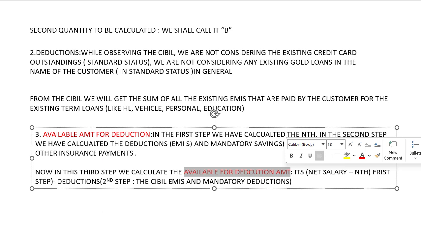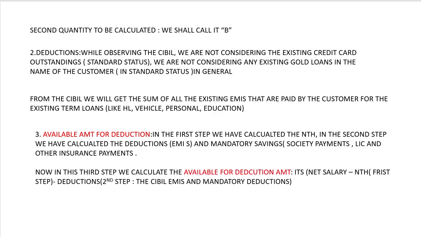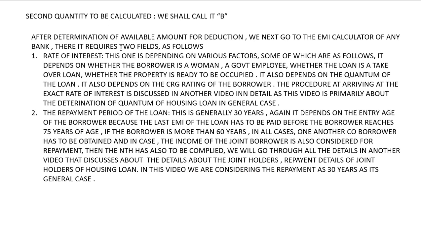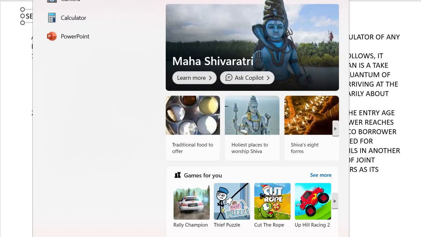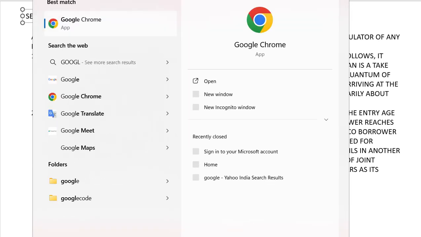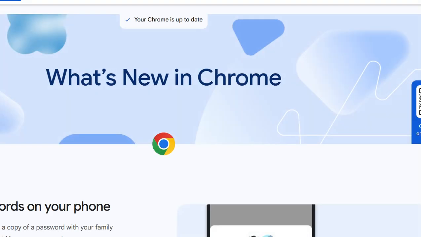Further, after getting this quantity, we have already kept the title for this one as B. That means A is simply 72 into his gross pay, and right now we are calculating B. So now we will open something called an EMI calculator. Usually in any browser online, there are EMI calculators, which give many details about the calculation of EMI.